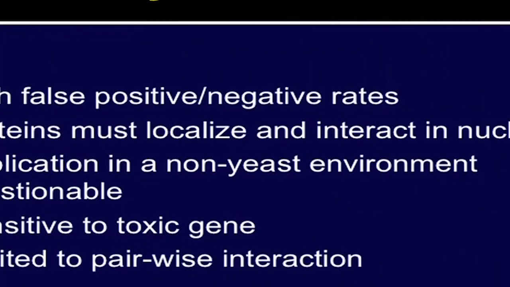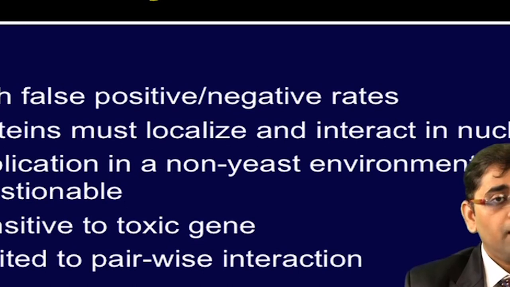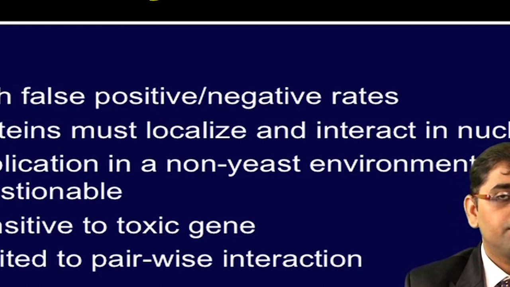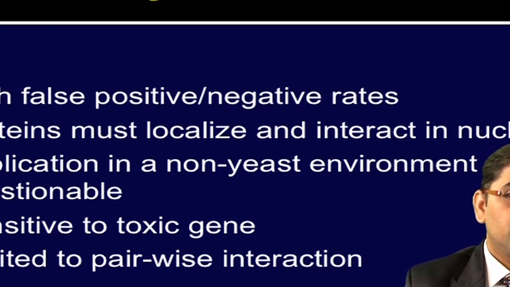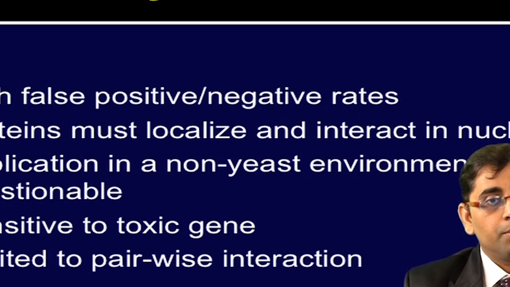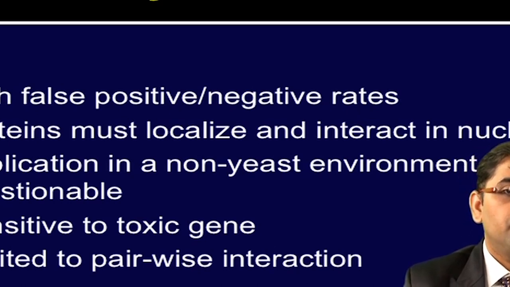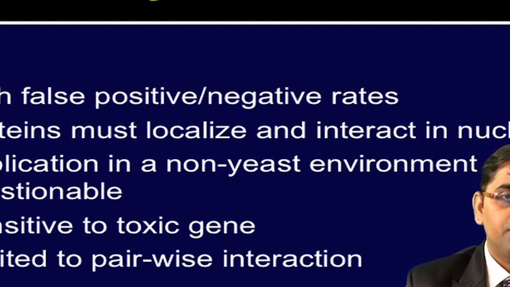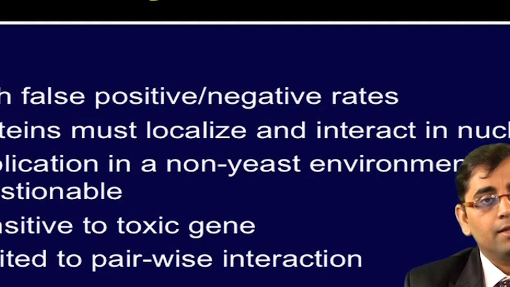What are the different disadvantages of using the yeast two-hybrid system? It provides very high false positive and negative rates. The high false positive rate has been one of the major limitations of this approach. The proteins must localize and interact in the nucleus. So, that is a limitation of this approach, because it is restricted to binary interactions, as against a technique like immunoprecipitation, where multi-protein complexes can be studied.